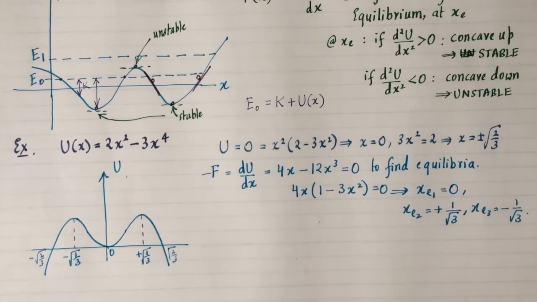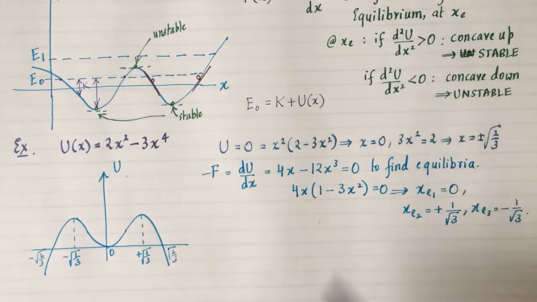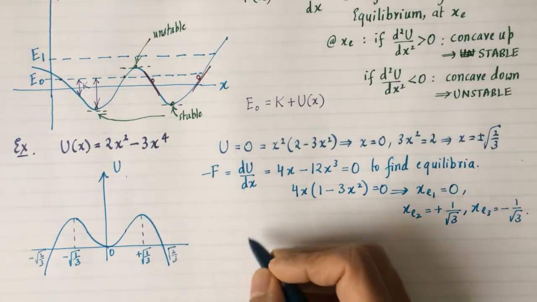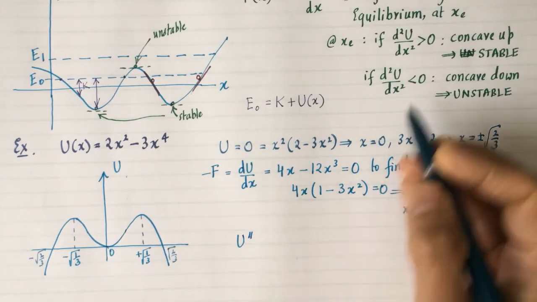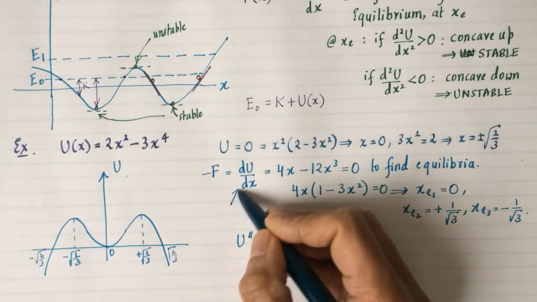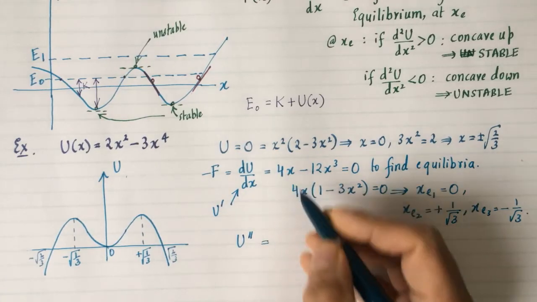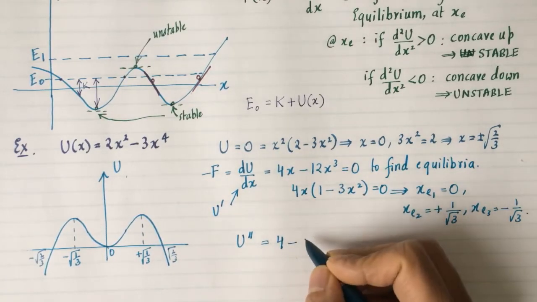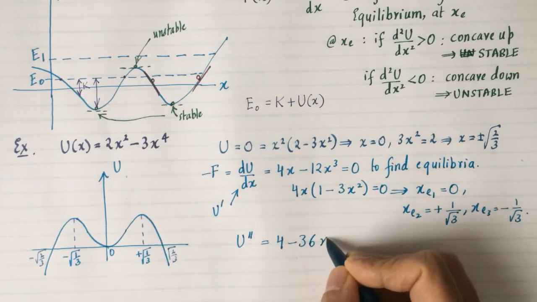Just to verify that this matches the concavity criterion, I'll take the second derivative. The second derivative u double prime, that's just d2u by dx squared. I'm using the prime notation. That would be called u prime. So u double prime, if I take the second derivative, I'm going to get 4 minus 12, well actually 12 times 3, or 36 x squared.